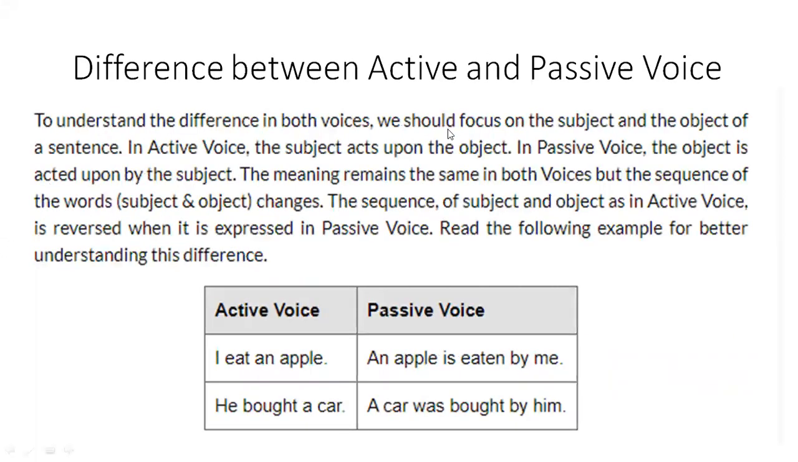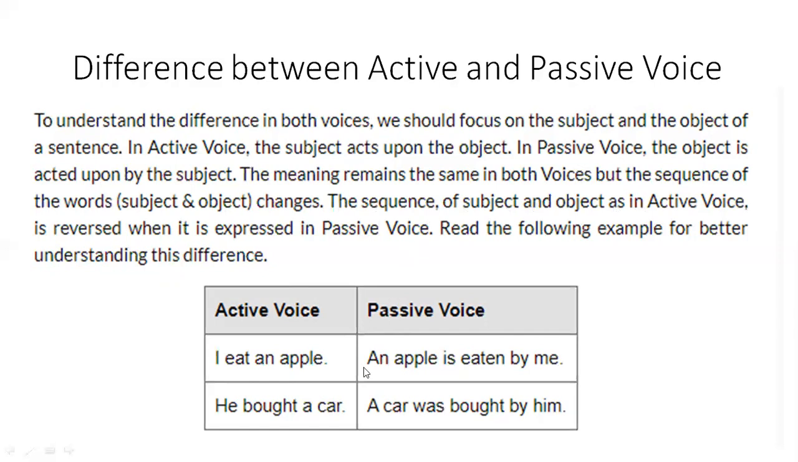Now, the difference between active and passive voice. To understand the difference in both voices, we should focus on the subject and the object of a sentence. In active voice, the subject acts upon the object. You can see, we had seen it earlier also, that the focus is on the subject in active voice. But in passive voice, the object is acted upon by the subject. Now, in passive voice, the focus is on the object. The meaning remains the same in both voices, but the sequence of the subject and object changes. The sequence of subject and object in active voice is reversed when it is expressed in passive voice.